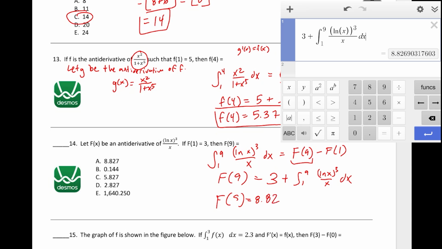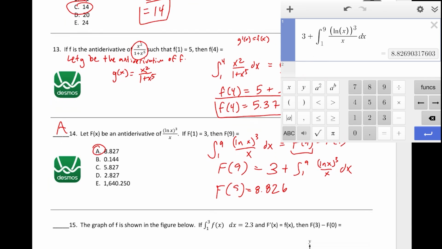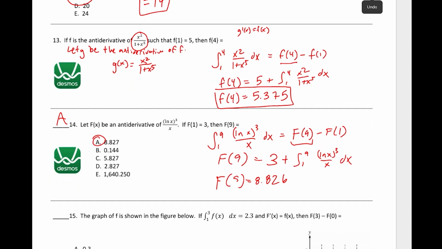Looking at our answer choices, it does appear that they rounded versus truncating. I'm fine with that. The AP test graders will be fine with truncating, so don't worry about that little discrepancy there. You're not going to have two answer choices that are within 1,000th of each other.